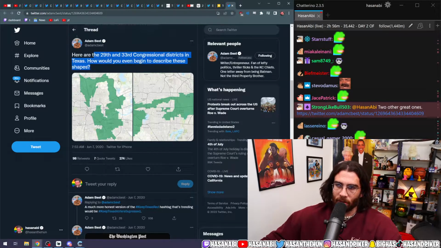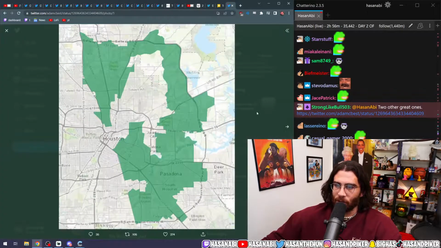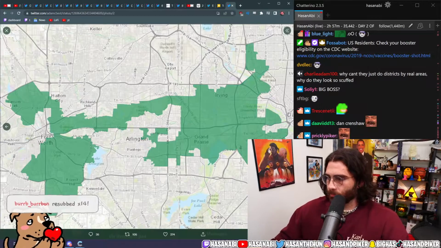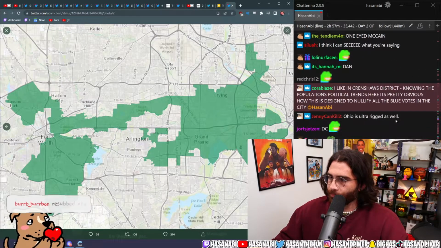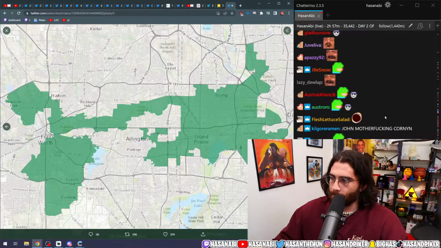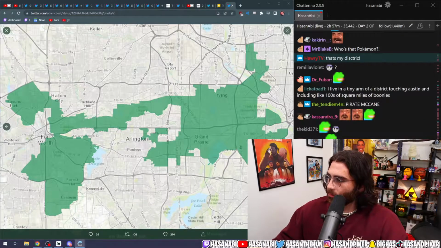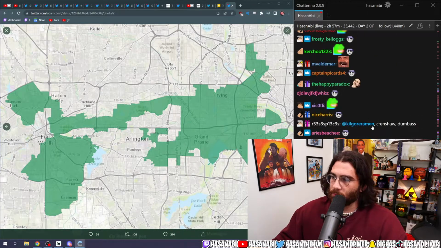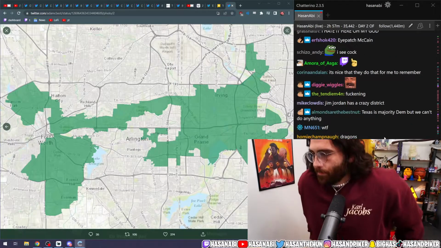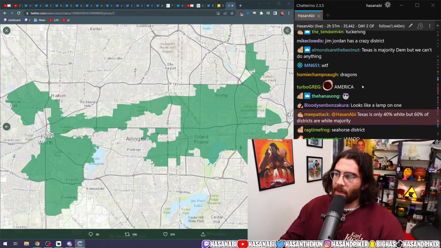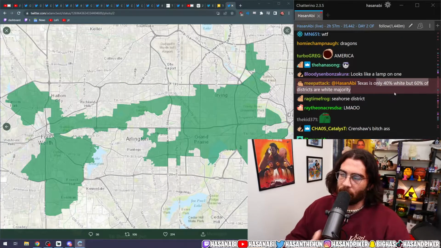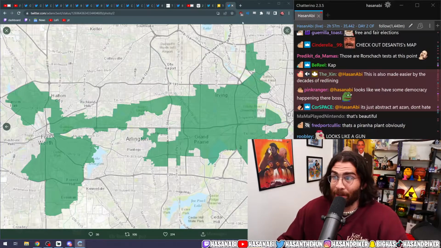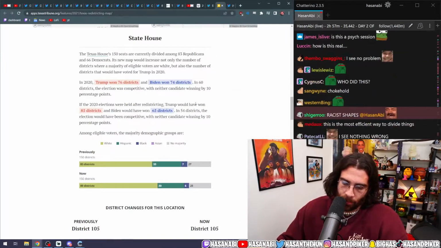Here's the 29th and 33rd congressional districts in Texas. How would you even begin to describe these shapes? What do you think's happening here, boys? Texas is only 40% white, but 60% of the districts are white majority. I wonder how that happened. I wonder what political purpose that design has. Much to think about.